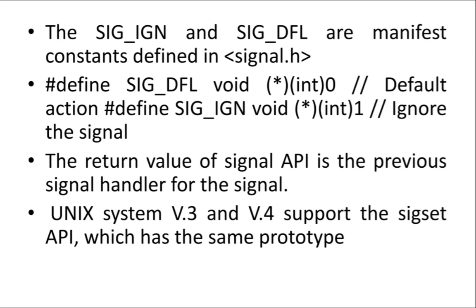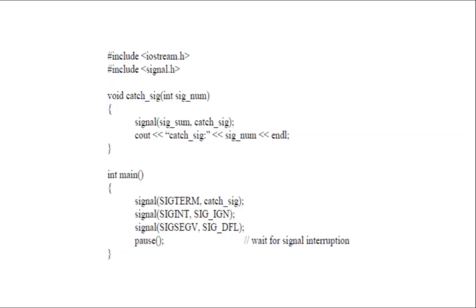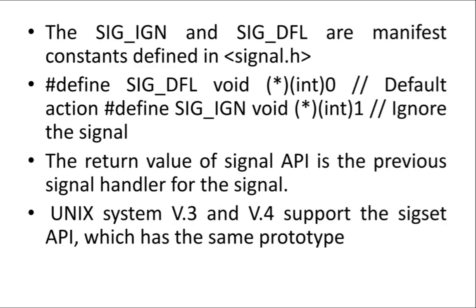You can see here SIG_IGN and SIG_DFL are constants. SIG_DFL and SIG_IGN. DFL means default, IGN means ignore. That's why 0 means what? Default. 1 means what? Ignore. Right? The return value of the signal API is the previous signal handler of the signal. Whatever the return value is, that is the previous value of the signal handler. Right?